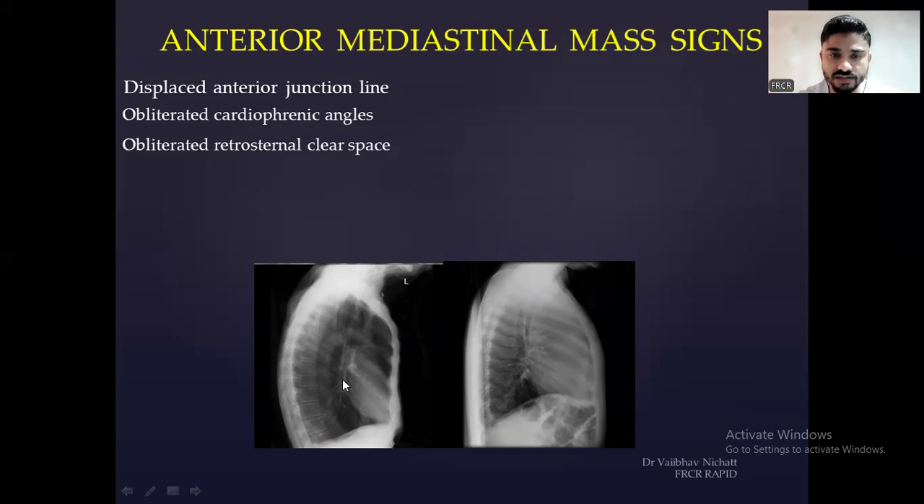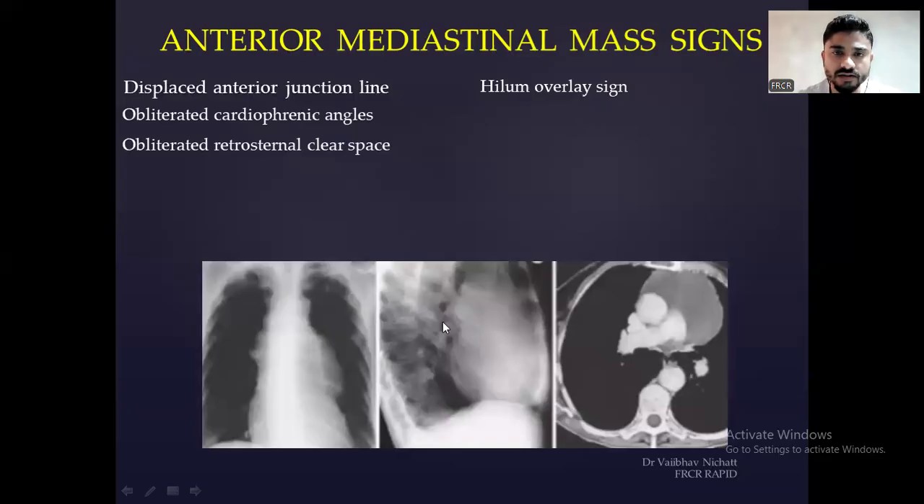Like in this case, this is a normal patient and this is a patient with an anterior mediastinal mass. Ideally, in normal patients, you need to see this retrosternal clear space, translucent space. If the retrosternal clear space is not seen, then you can think of an anterior mediastinal mass. Okay. Then comes the sign which is known as the hilum overlay sign.